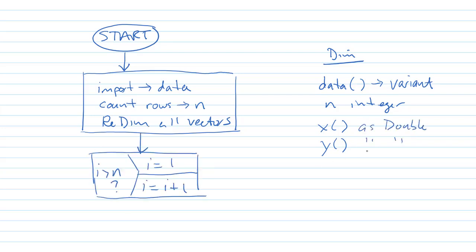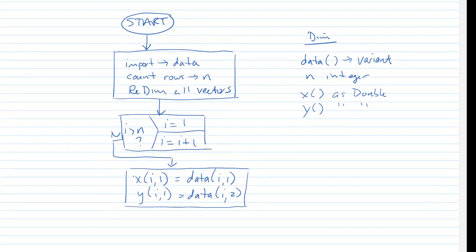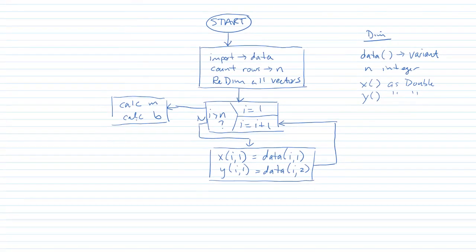We're going to use a for loop to import the x and y columns from data. The x vector is just the first column of data. The y vector is going to be the second column of the data. So data is just going to be a direct import from the cells on the spreadsheet. When we're done importing all of those values, then we are going to move along and calculate the slope and intercept. We're going to use the worksheet functions, the Excel functions, slope and intercept to calculate m and b. We have to dim a couple more things.